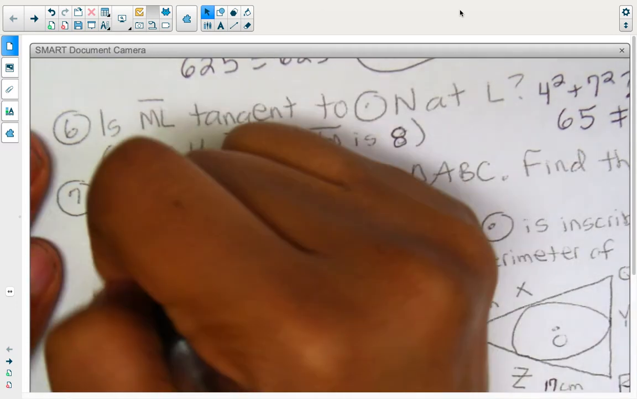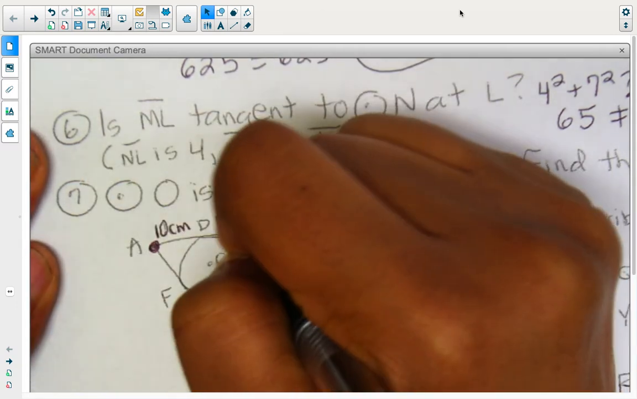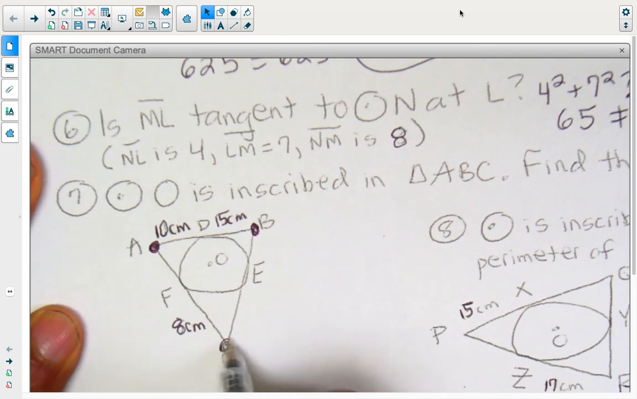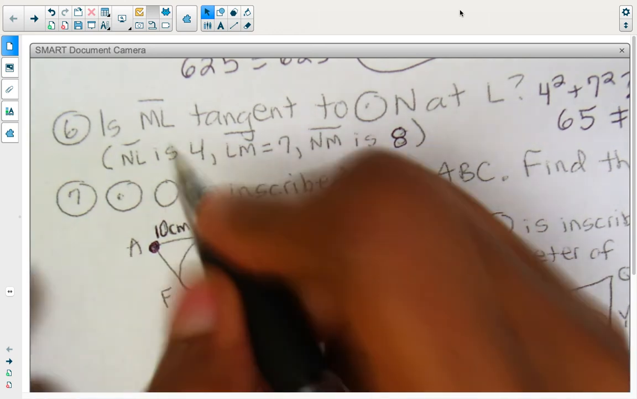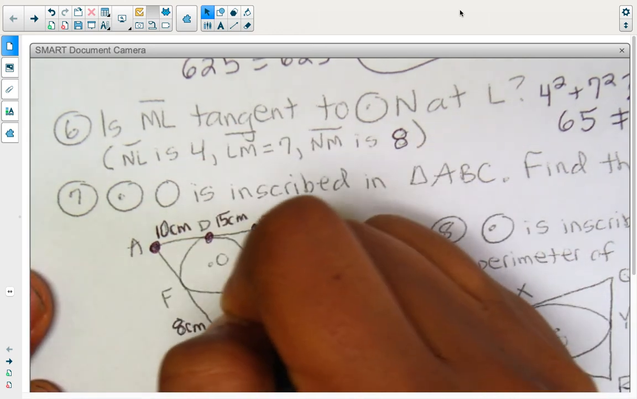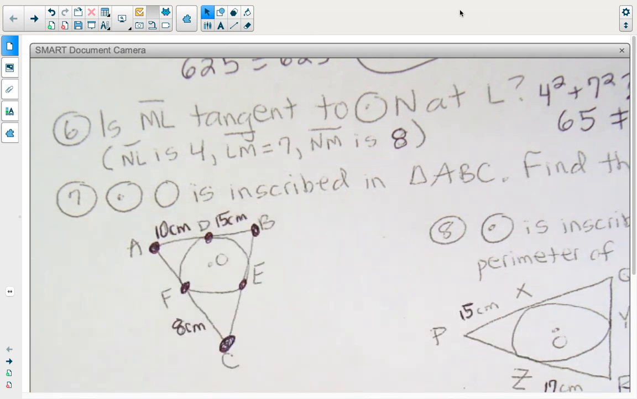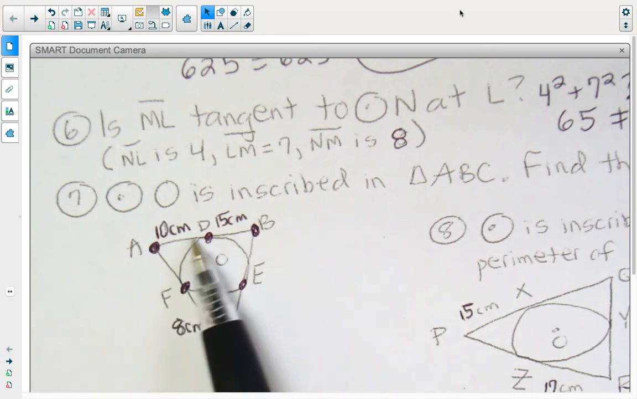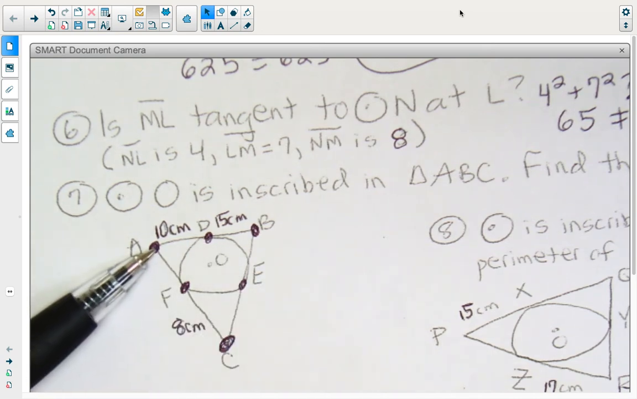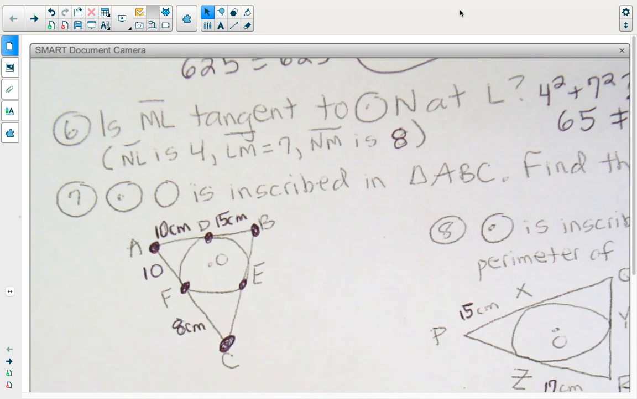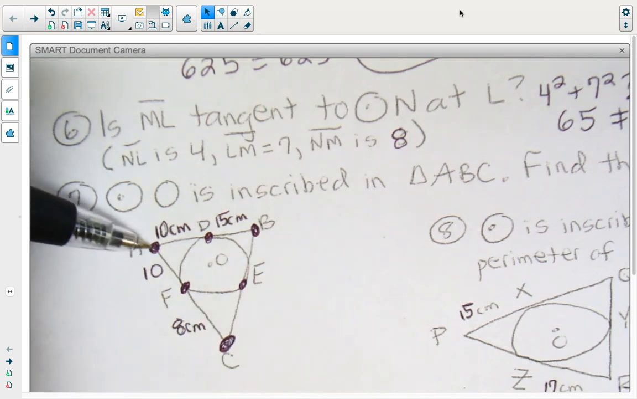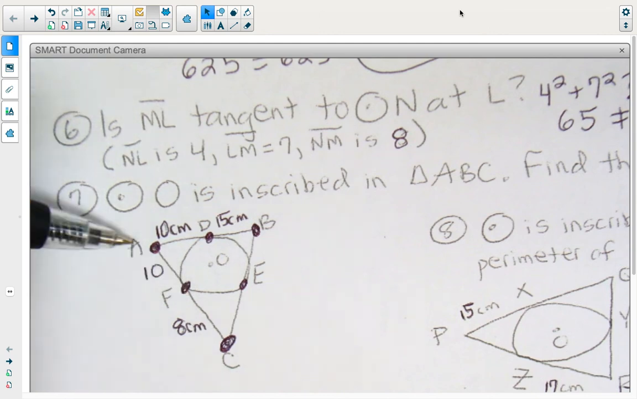It says if I have a point outside of the circle, like point A, like point B, like point C, and line segments that are tangent to the circle, then those line segments are congruent to one another. So here we go. We're given that AD is 10. So if AD is 10, AF must also be 10. AD is congruent to AF because they're both coming from this point outside of the circle, which is point A.